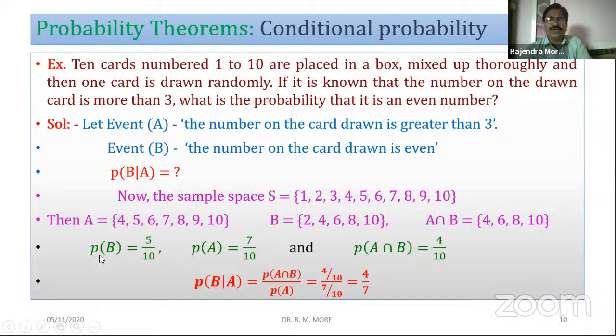Let us try to find now the probability. What is the probability of B? There are 5 numbers and total are 10, 5 by 10. 1 by 2 we can write it also. Then what is P(A)? Probability of A. There are 7 numbers, 7 divided by 10. And what is the probability of A intersection B? Common. These are 4 numbers. So if we substitute these values, as I told you previously, this formula we will use there. Instead of P(A∩B), we can write P(A) times P(B|A). Then we simply place the values and we can find the probability of B when A has already occurred.